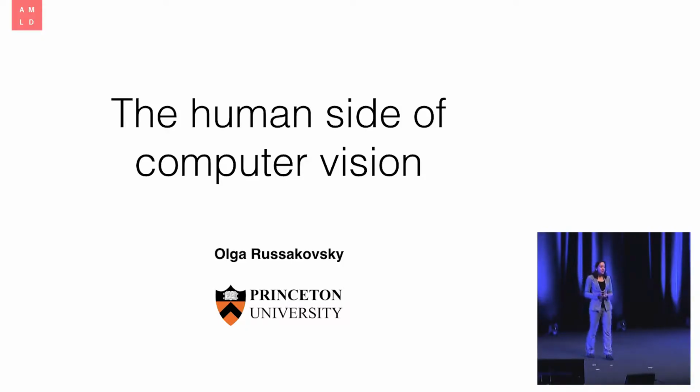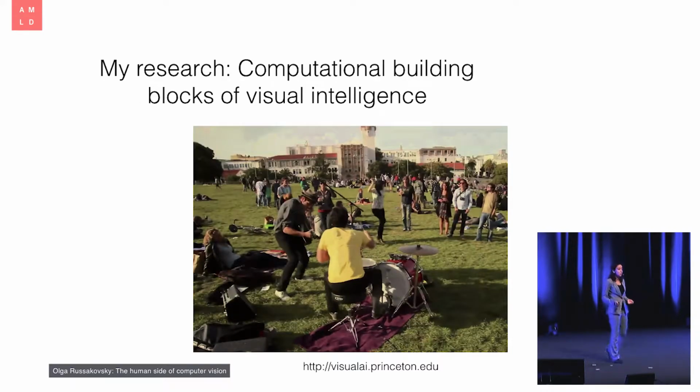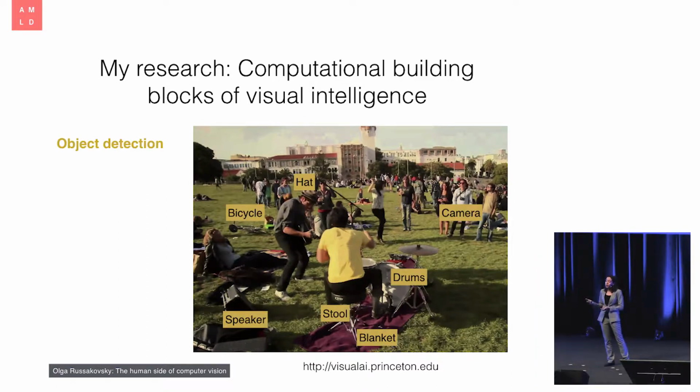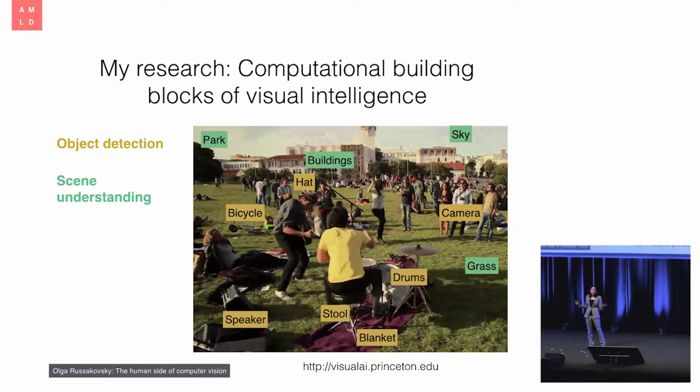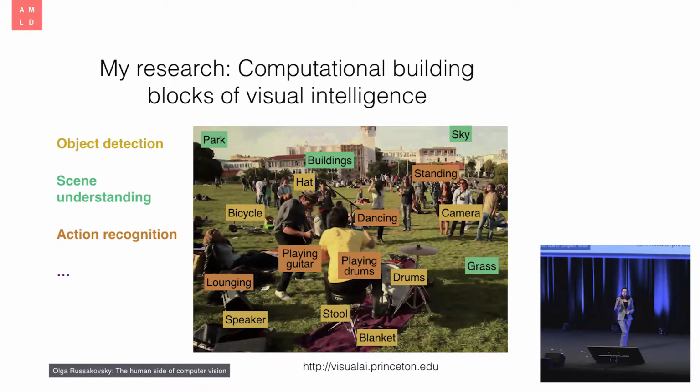Right, so I'm here from Princeton. I run the Princeton Visual AI Lab. What we focus on there is building blocks of visual intelligence. For example, things that can look at an image such as this one and figure out where all the objects are, figure out the more general scene understanding components, so the fact that it's a picture of a park, where are the buildings, where's the sky, or things like action recognition. So look at the people in this image or in a video and figure out what they're doing.